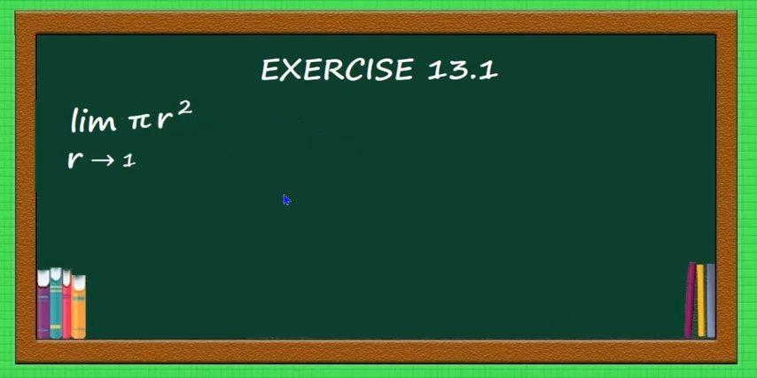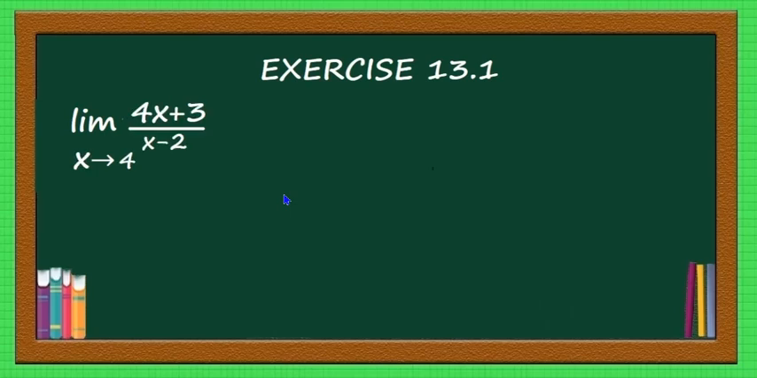And now we take limit r tending to 1 of pi into r square. Here in place of x, r is there, that's all, and put r equal to 1, what happens? Limit is pi into 1 square, which is equal to pi, and this is the limit of this function.